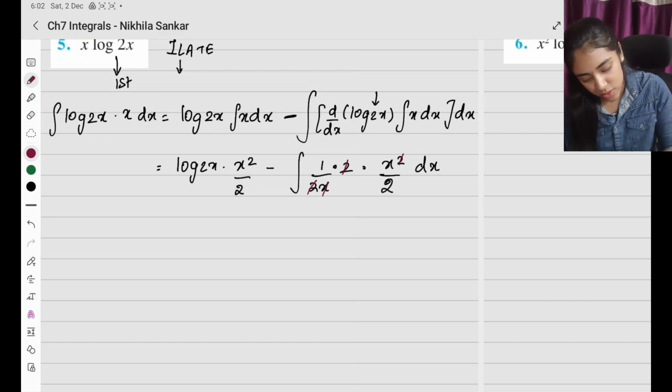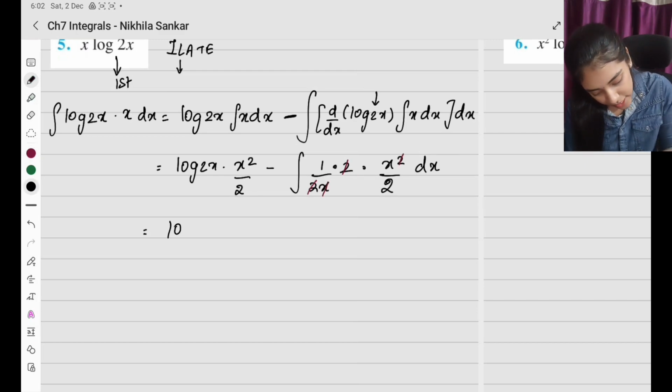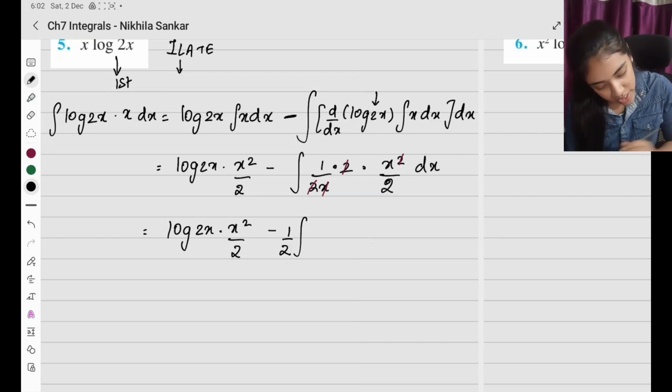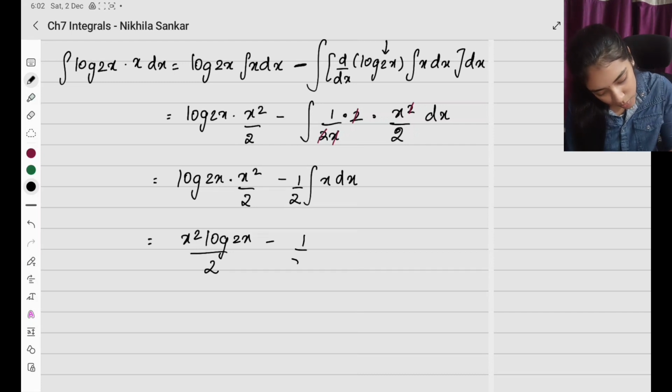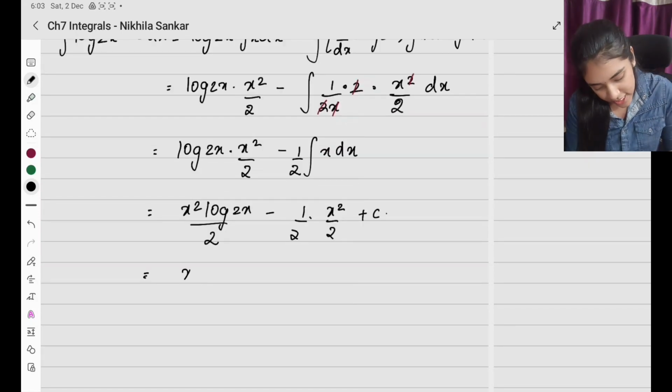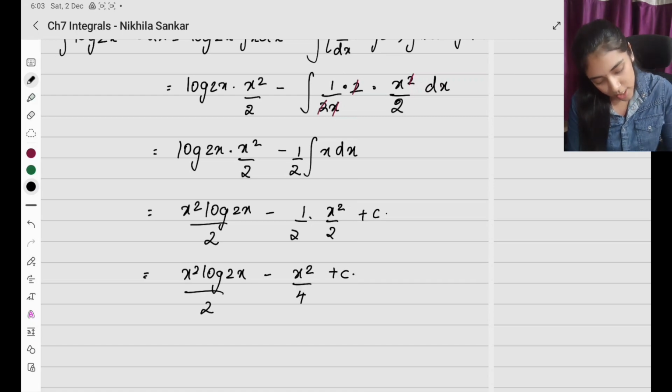x or x gets cancelled. So what am I left with? I have log 2x times x square by 2 minus integration of, I can take the 1 by 2 outside, times x dx. So this is going to be x square log 2x divided by 2 minus 1 by 2 times x square by 2 plus c. So final answer, x square log 2x divided by 2 minus x square divided by 4 plus c.